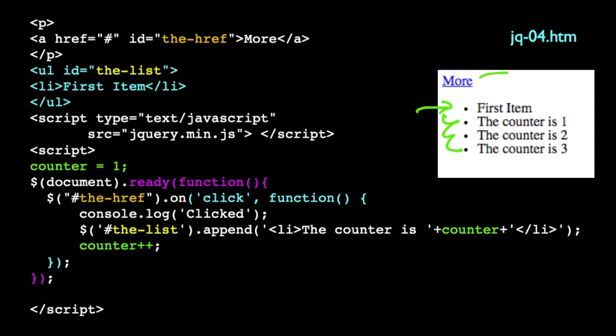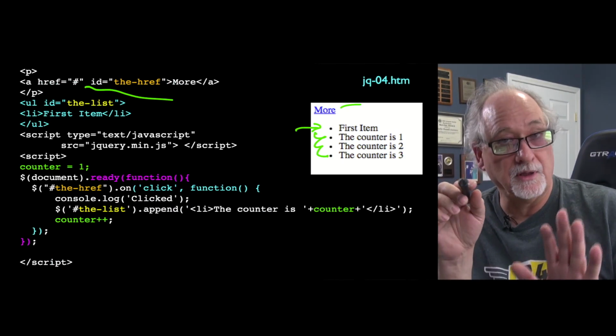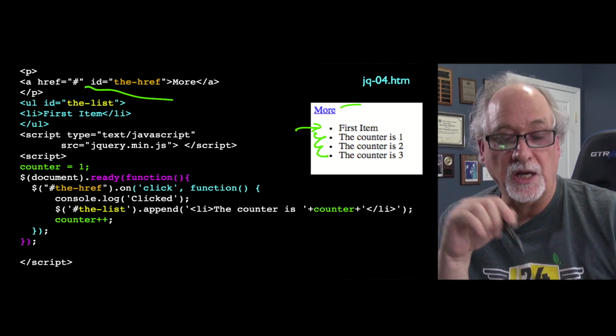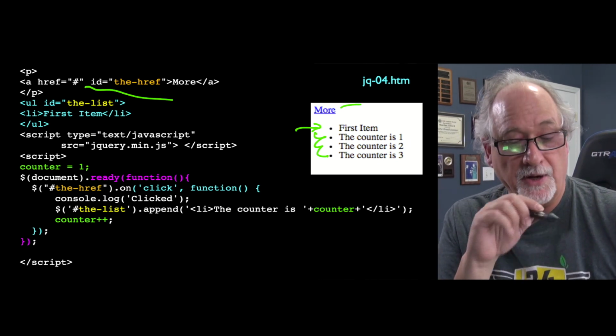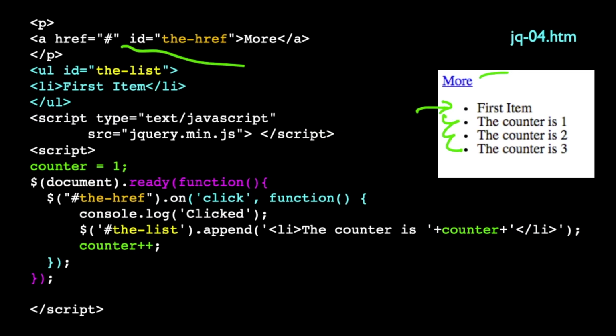And we're just going to redo it. So we're going to have this anchor tag. Now you'll notice I'm not saying onClick here. I'm going to show you how to do that in a more jQuery-like way. I'm just leaving it alone, but I am giving it an ID so I can get my hands on it later.